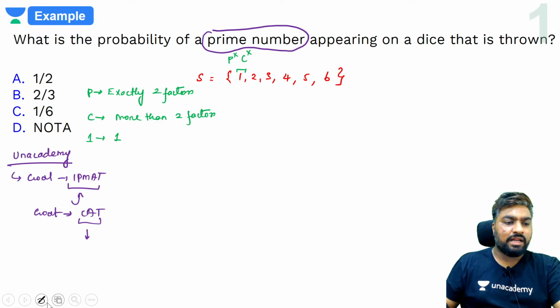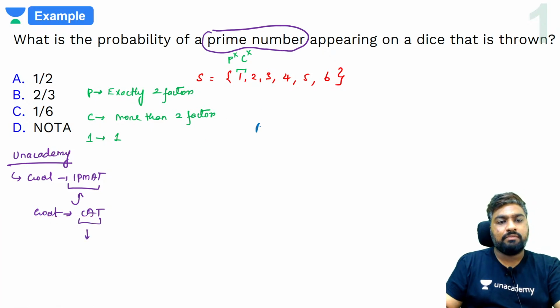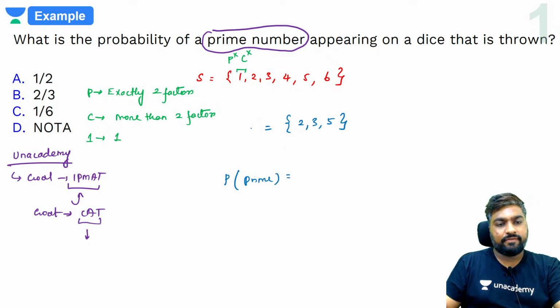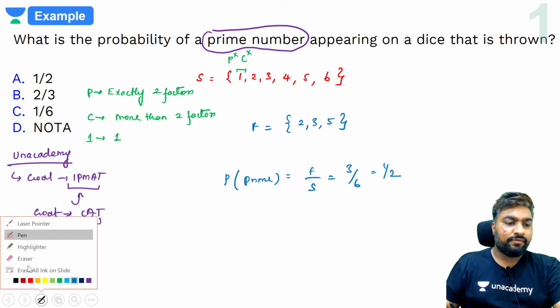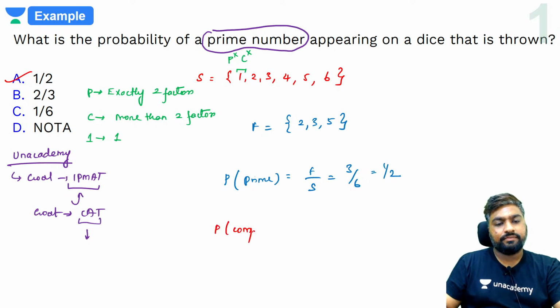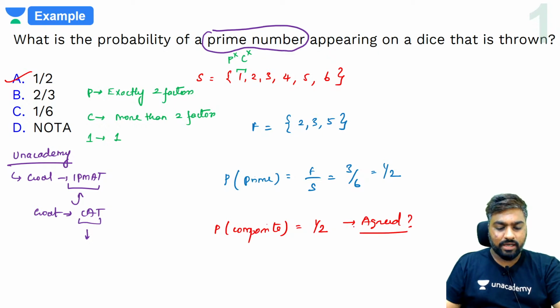Okay, so our favorable outcomes would be the prime numbers 2, 3 and 5. So the probability of a prime number appearing is P equals F out of S, that is 3 out of 6, which is nothing but 1 by 2. So if there is a 50% chance of a prime number appearing, then there will be a 50% chance of a composite number appearing, correct? Composite number appearing will also be 1 by 2. Agreed? Yes, no guys?